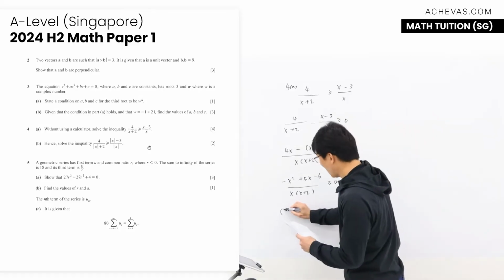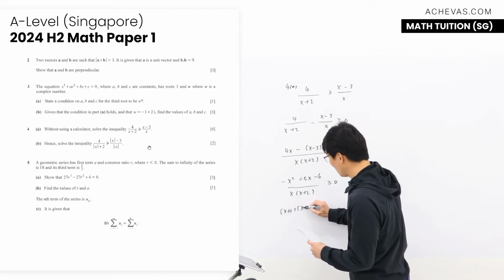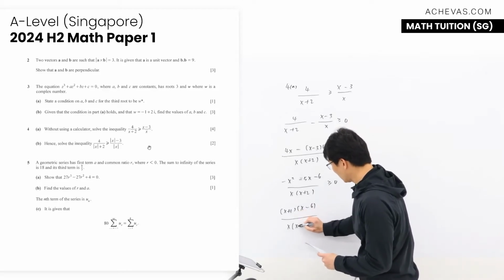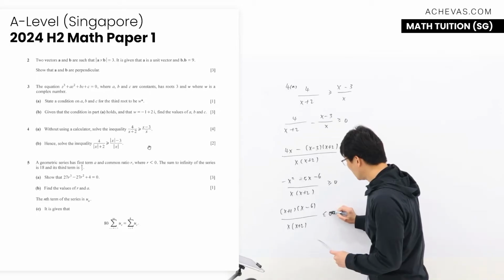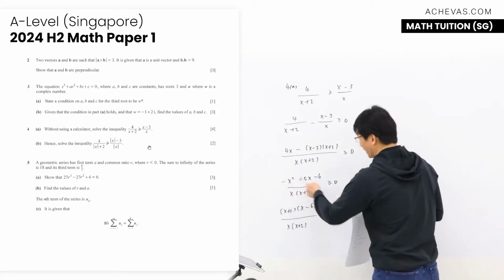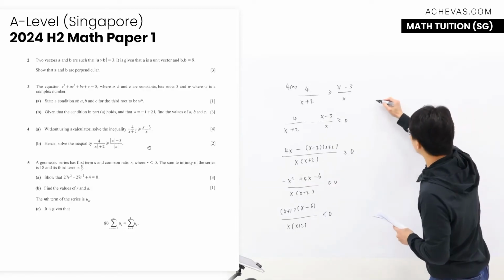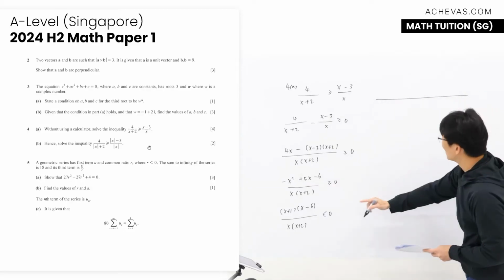I should be able to end up with this factorized form, which is (x+1)(x-6) over x(x+2) less than or equal to 0. Because I'm multiplying throughout by minus, I need to switch the sign. Alright, I'm going to use the number line to solve this inequality now.